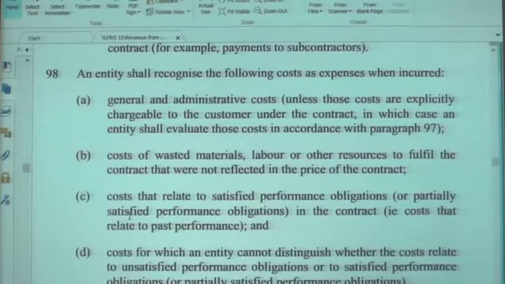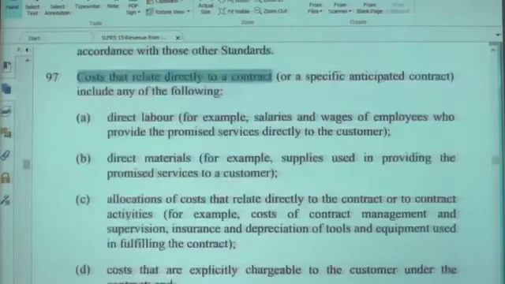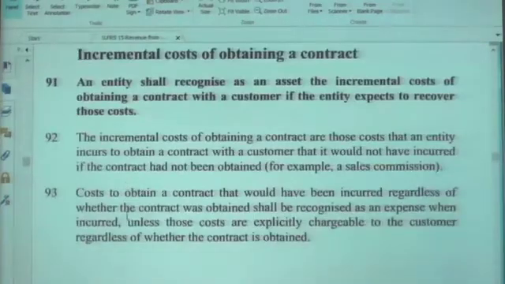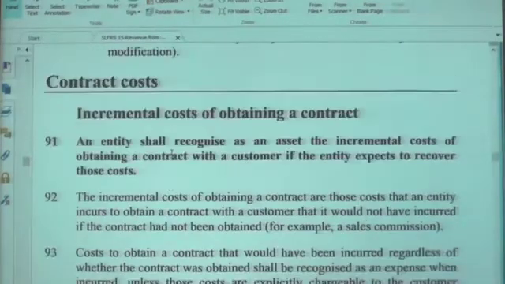Okay? And finally, cost for which an entity cannot distinguish whether the cost relates to this contract or not. Some costs you cannot identify directly with the contract or otherwise, therefore you will charge them into profit and loss. Is that clear? Especially these three paragraphs are important.